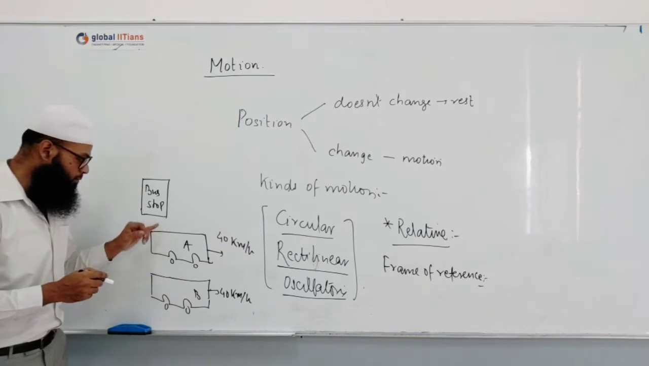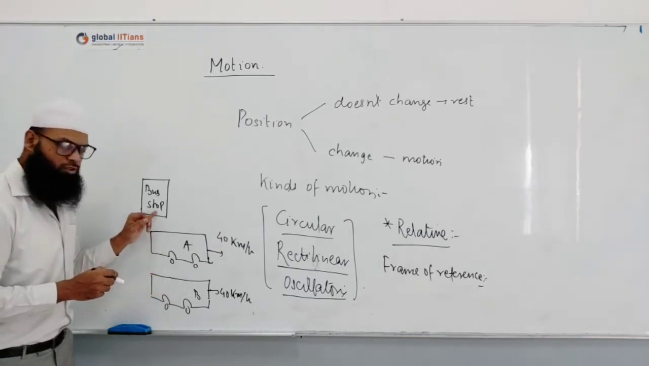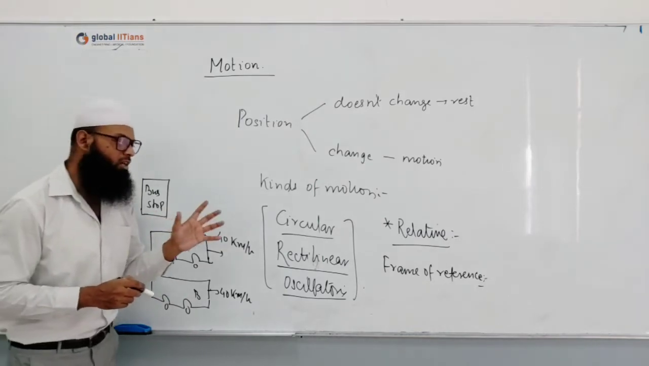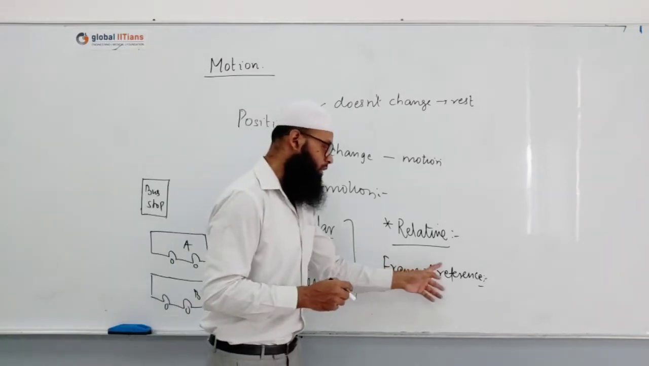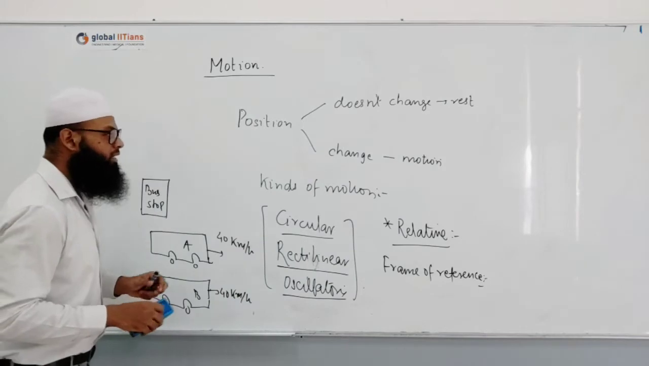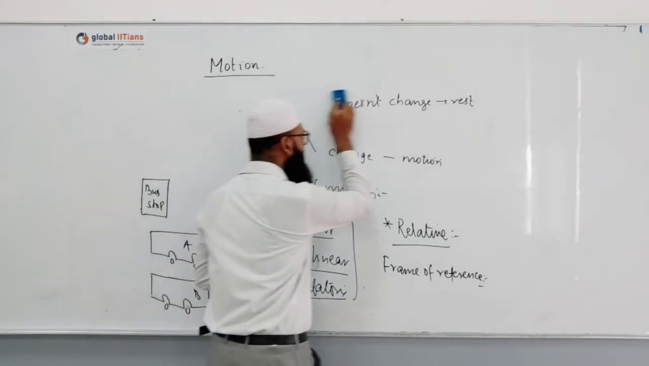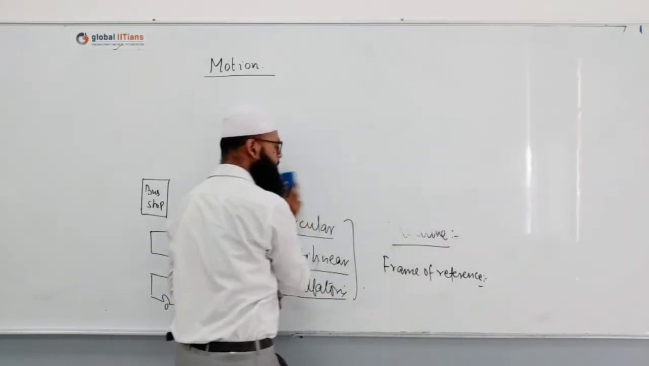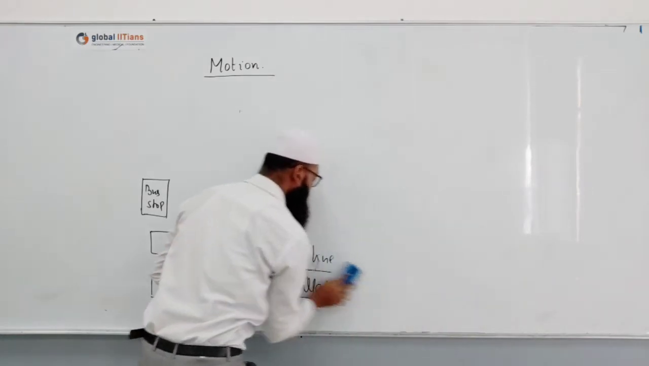But then if we are referring the motion of B with respect to the bus stop, it is in motion. So this is what the difference is when we talk about frame of reference. Okay guys, now the second thing that we have to study is the type of motion, and what are the different types. It depends upon distance covered and time taken.